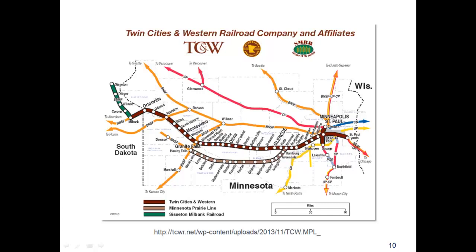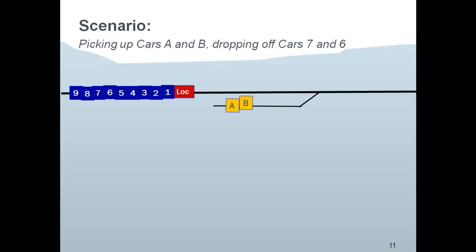In the example shown, there are potentially many industries along this Twin Cities and Western line that intersects with BNSF, UP, and CP. In areas like this, especially if there is just a single track main, it may not be possible to pull the whole train off the main line to service the industries. Typically, local freights are the slowest and have the lowest priority on the railroad.